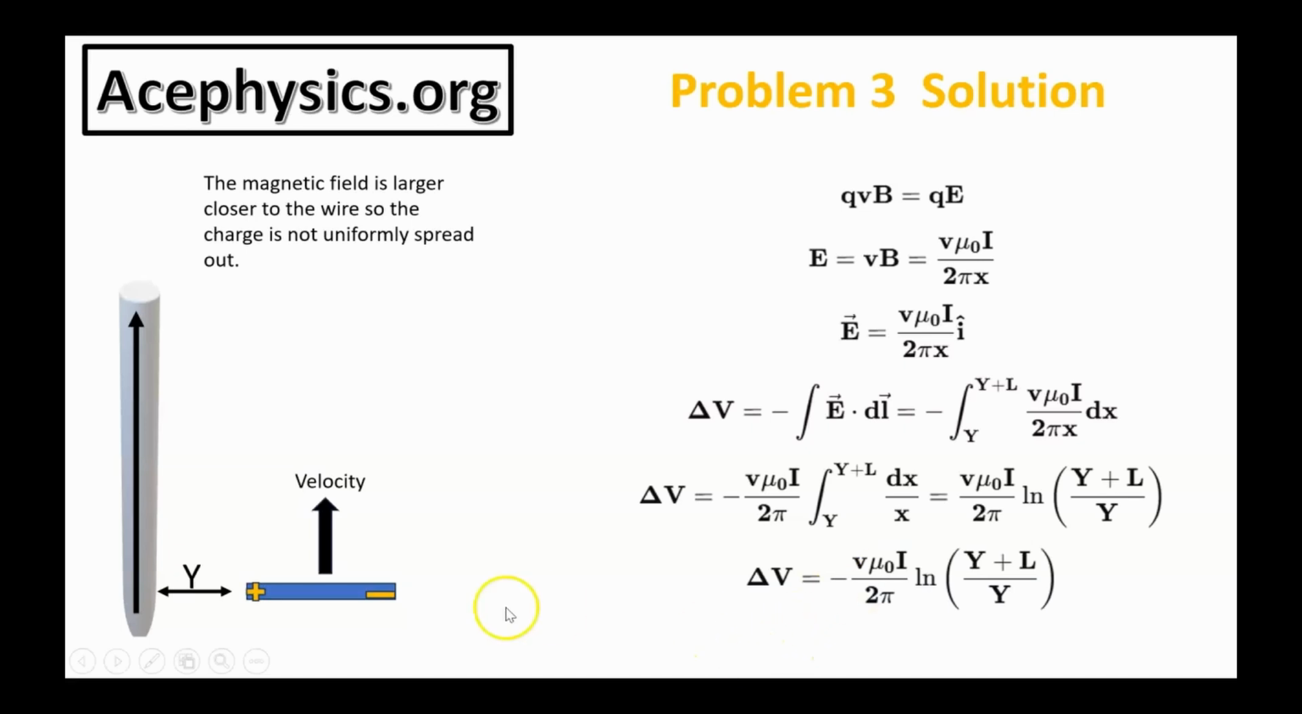This tells us that the electric field inside this rod is not constant. And the reason it's not constant is because the magnetic field from a current-carrying wire is not constant. It's stronger when you're closer to the wire, and it gets weaker as you move farther away from the wire.